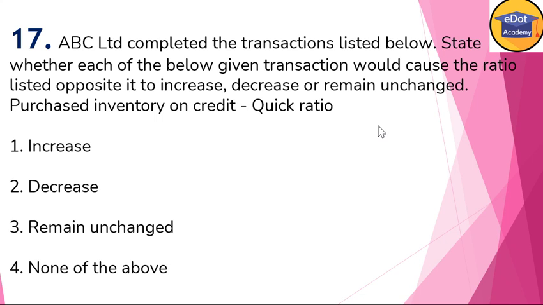Now next, question 17. The data is the same here. Purchased inventory on credit. They are asking about the quick ratio. The quick ratio formula is quick assets divided by current liabilities. I repeat once again: the quick ratio is quick assets divided by current liabilities. Because you are purchasing inventory on credit, you are increasing your liability, that means your current liability. So your quick ratio will decrease.